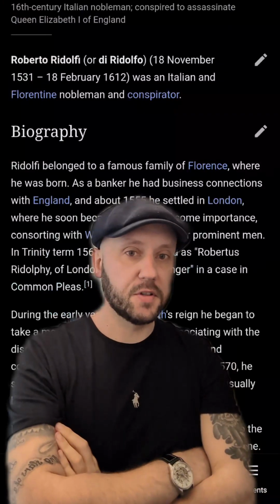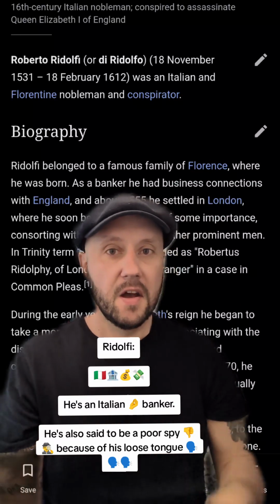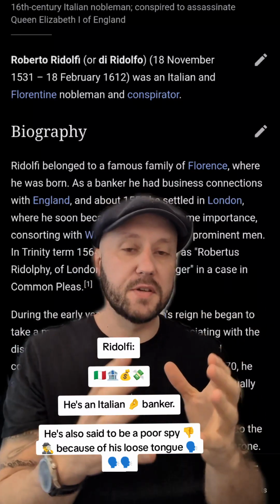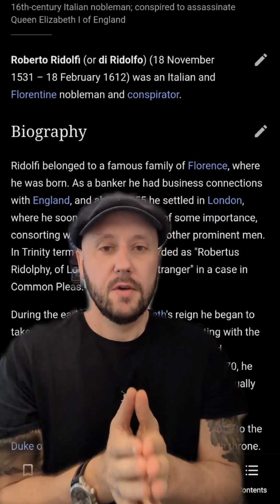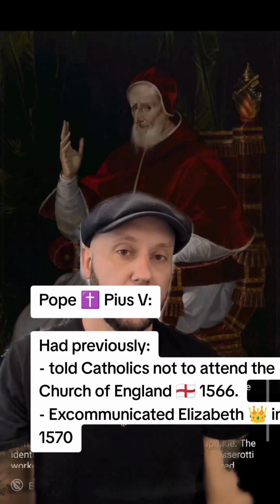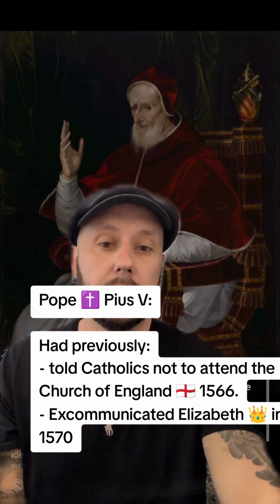So who were the conspirators? Well, the main conspirator is who the plot is named after, and that is Roberto de Ridolfi. Okay, so he was a Florentine banker or merchant, which meant that he wouldn't be suspected if he was moving around Europe because he was usually doing business deals. The plot had the active backing of Pope Pius V, who agreed that Elizabeth should be assassinated.